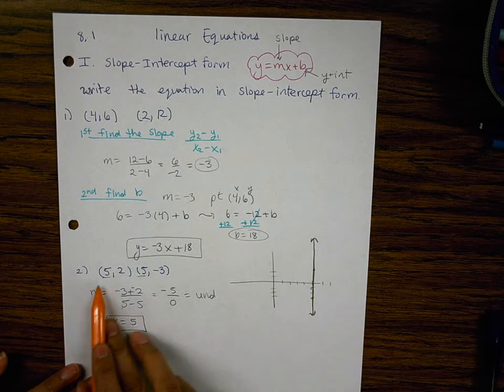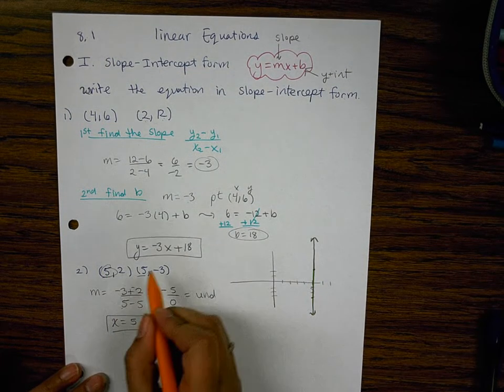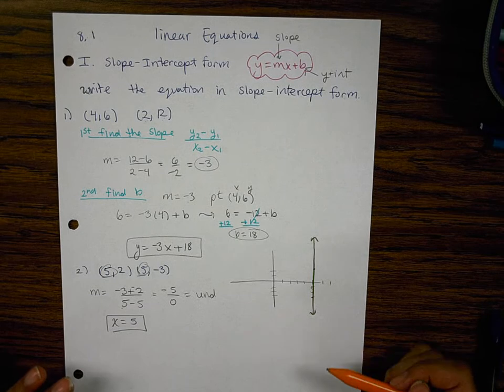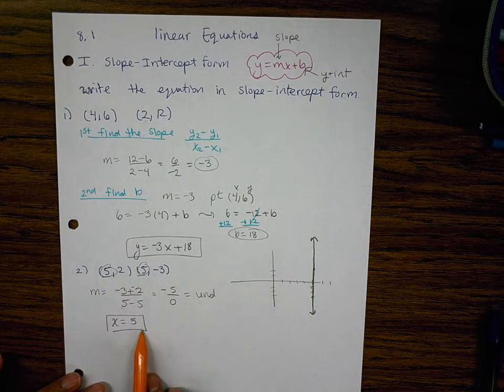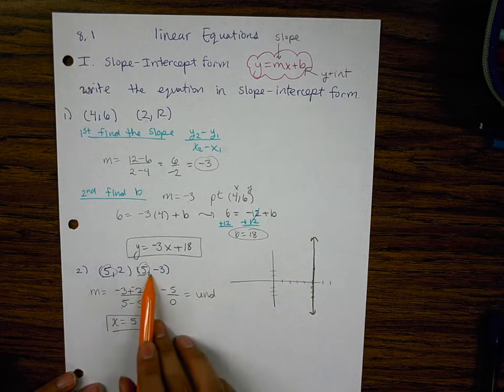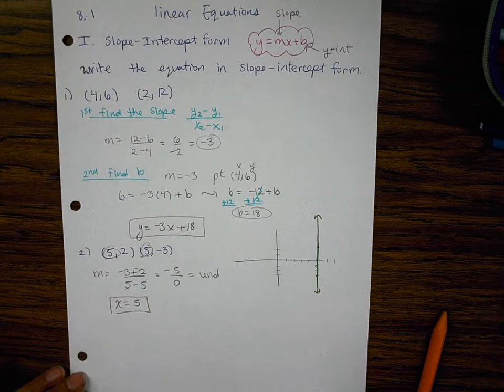How do you know what the number is? You look at your two ordered pairs, whatever the x values are, and they should be the same. That's what makes it undefined. You look at the two x values, again, they should be the same. That's your equation, x equals 5. Again, if I were to plot (5, 2) and (5, -3), that's the graph I would end up with.